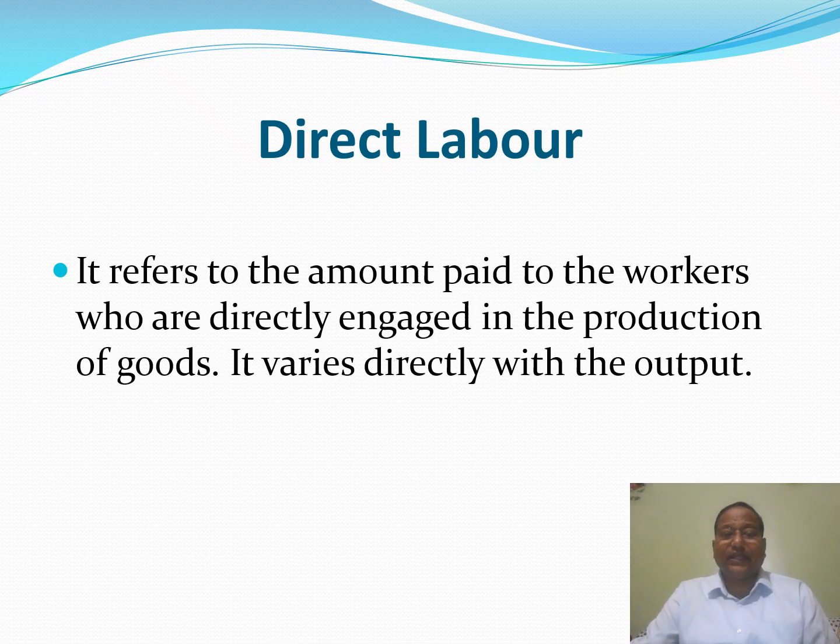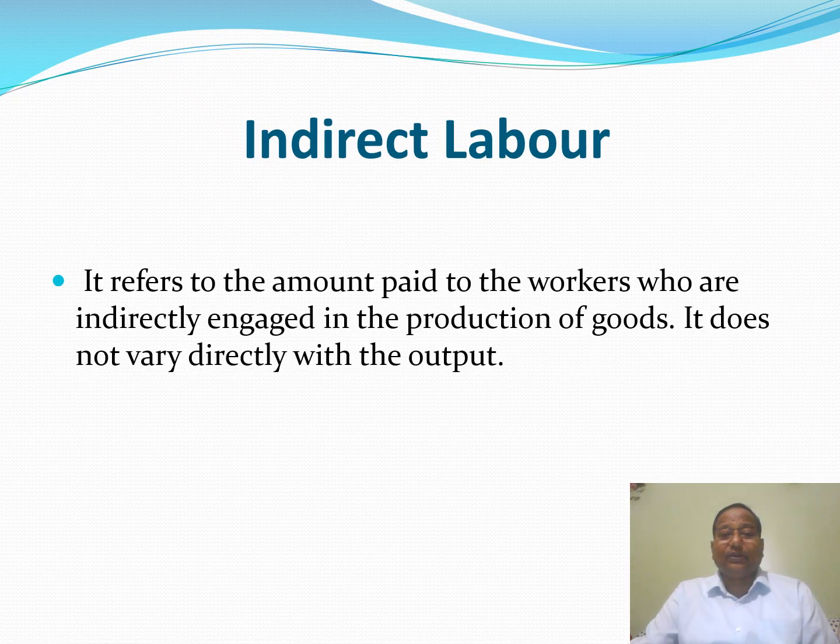Direct labor. What is direct labor? It refers to the amount paid to the workers who are directly engaged in the production of goods. It varies directly with the output. Indirect labor. What is indirect labor? It refers to the amount paid to the workers who are indirectly engaged in the production of goods. In other words, we can say that they are assisting direct labor. It does not vary directly with the output.